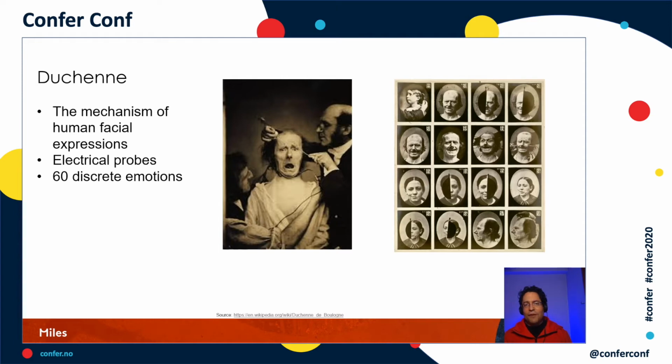Around the same time, there was a French physician called Duchenne. He wanted to study the mechanism of human facial expressions. To do that, he used electrical probes. He induced a small, weak electrical current in the faces of his patients, and that made the facial muscles react. Then he published a book called The Physiology of Movements in the 1860s. In this book, he had pictures of 60 discrete emotions.